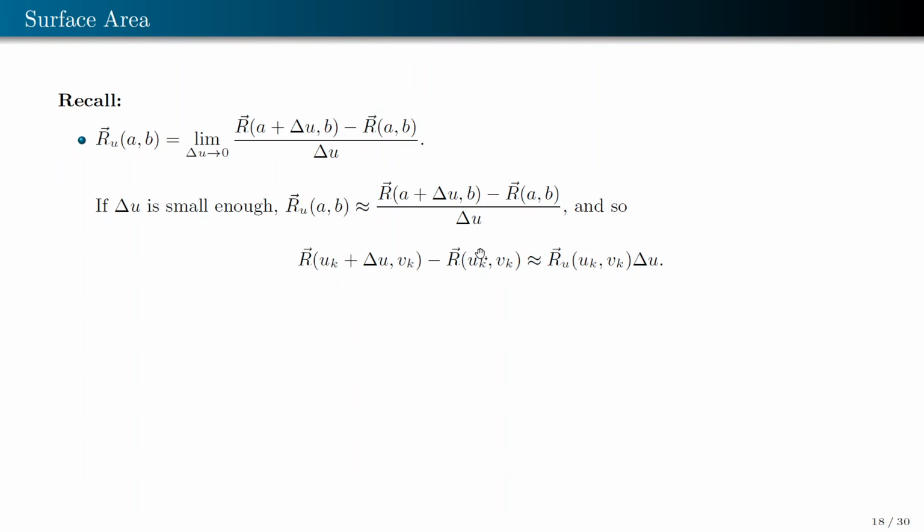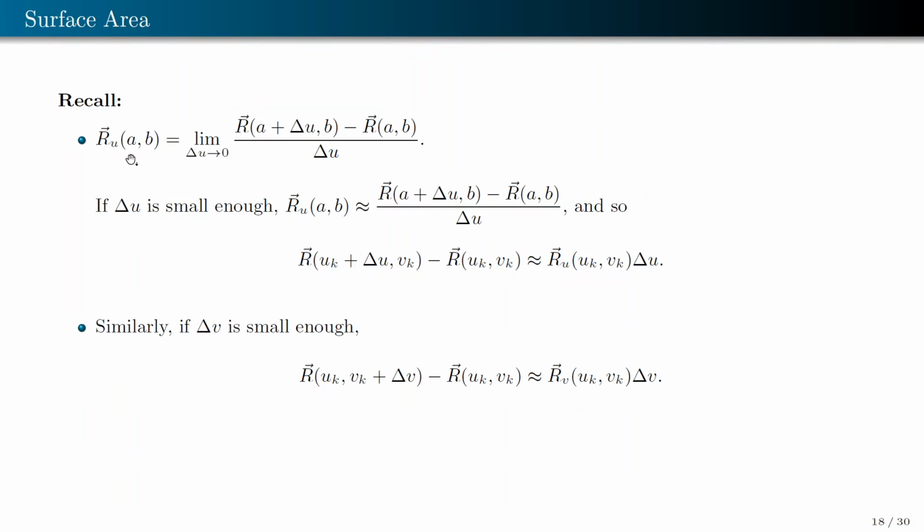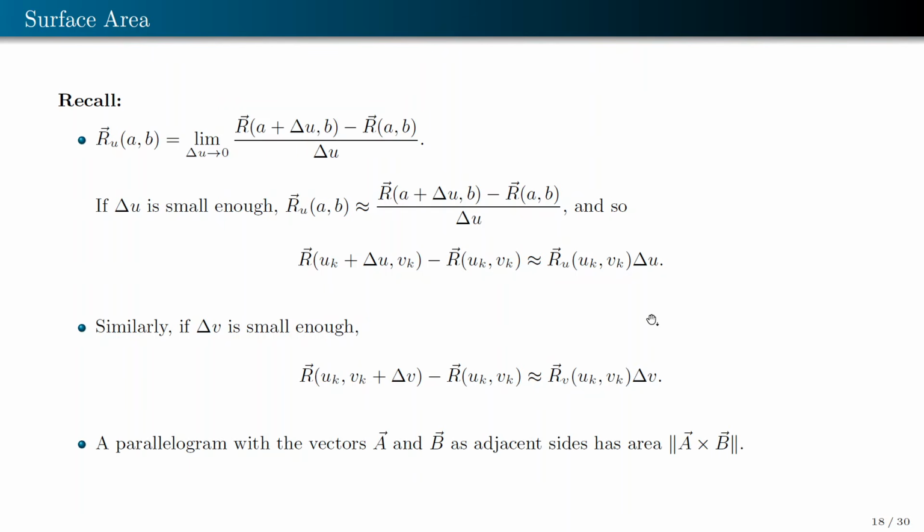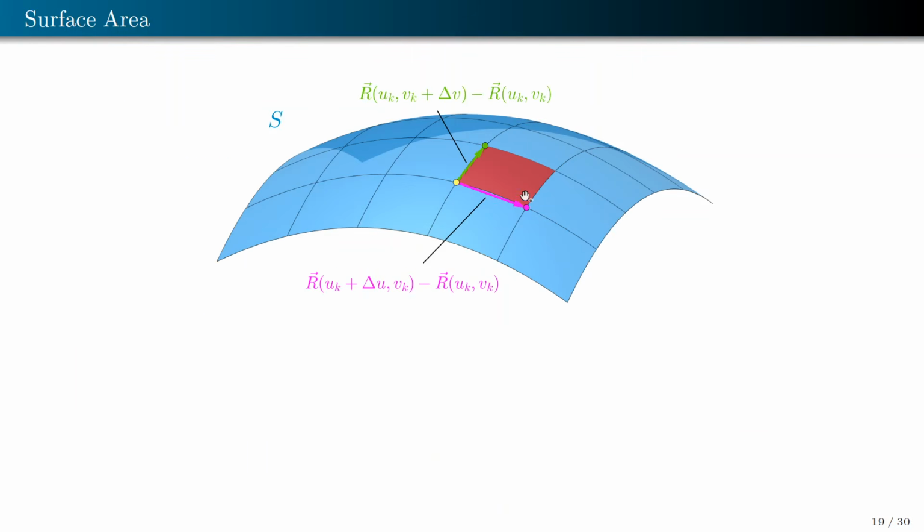Take note, itong left-hand side, isa to dun sa vectors nung parallelogram natin earlier. Okay, similarly, if we consider R sub v, using the definition of R sub v, we have that if delta v is small enough, this difference here is approximately equal to this expression. Next, recall din natin from Math 22 na a parallelogram with adjacent sides defined by the vectors A and B, that parallelogram has area norm of A cross B. Okay, so with those, let's again approximate the area of S sub k by this parallelogram with these two vectors as adjacent sides.